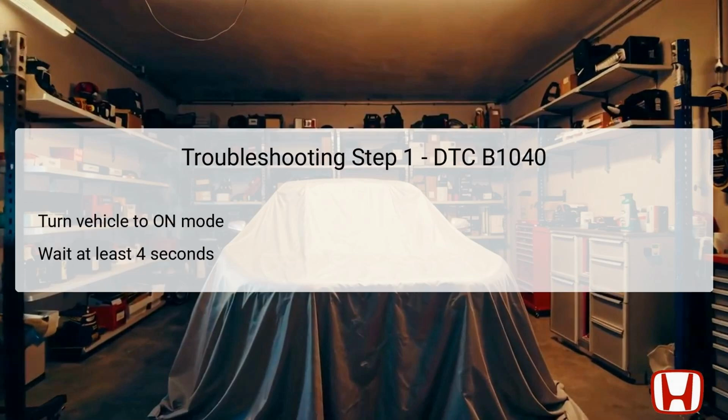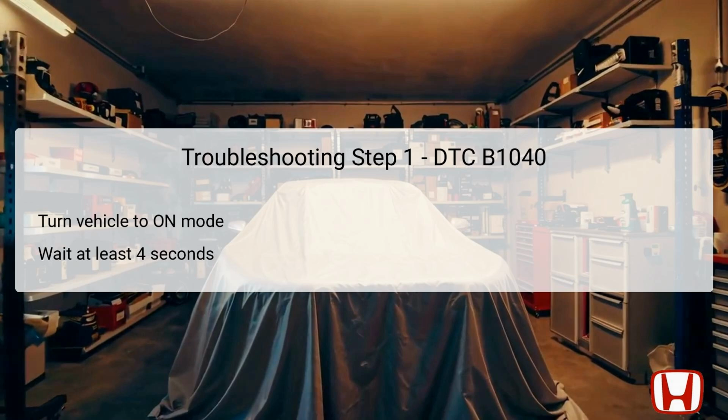The first step in troubleshooting DTC B1040 is to turn the vehicle's ignition to the on position and allow it to stabilize for a minimum of 4 seconds. This initial setup is crucial because it allows the body control module, BCM, to perform self-checks and establish communication with the windshield wiper control unit.